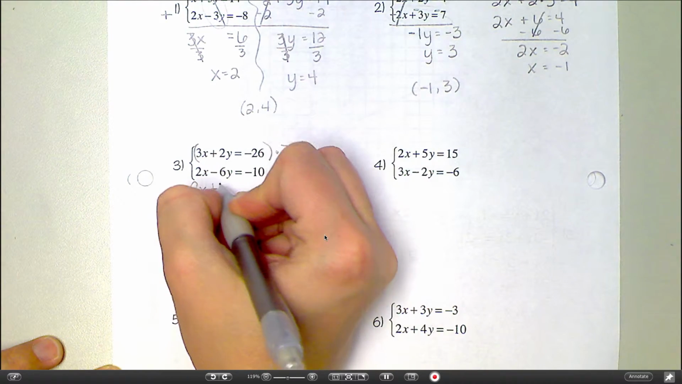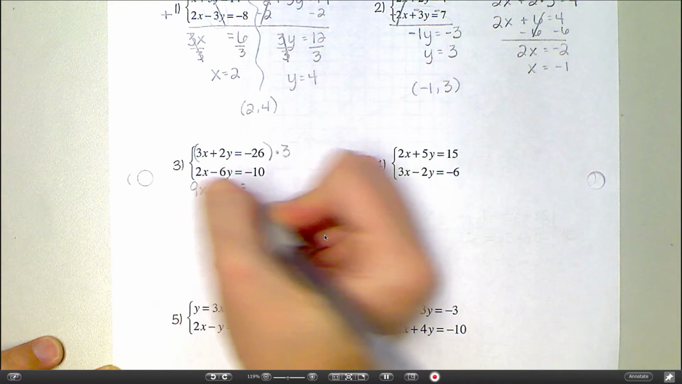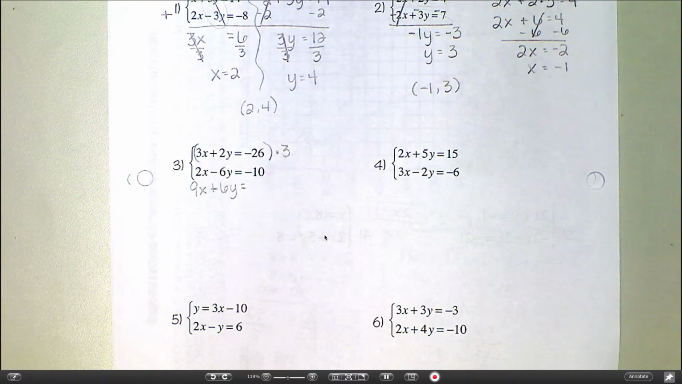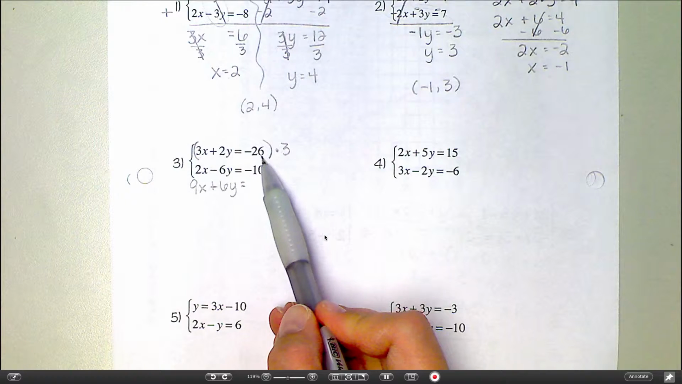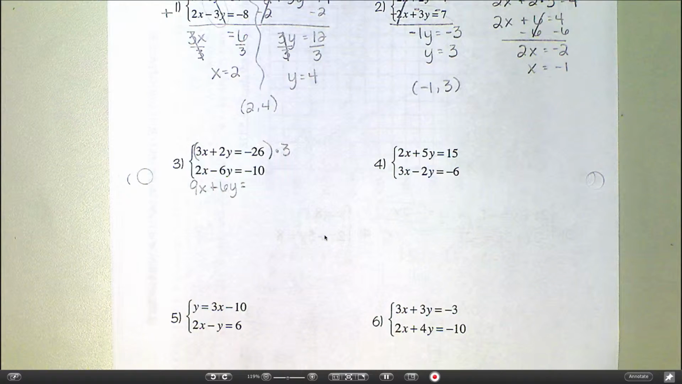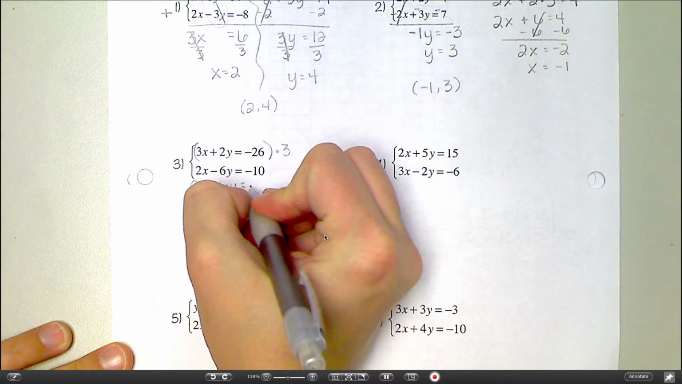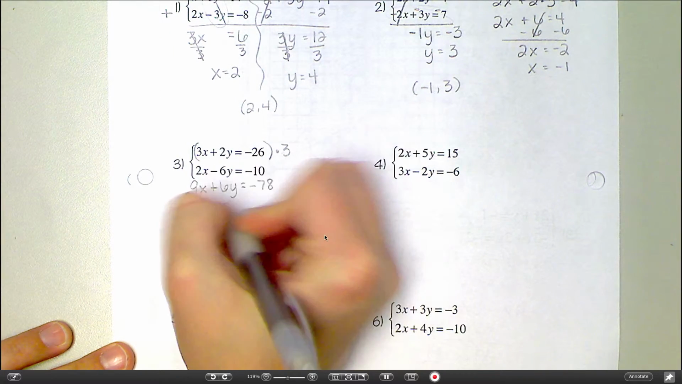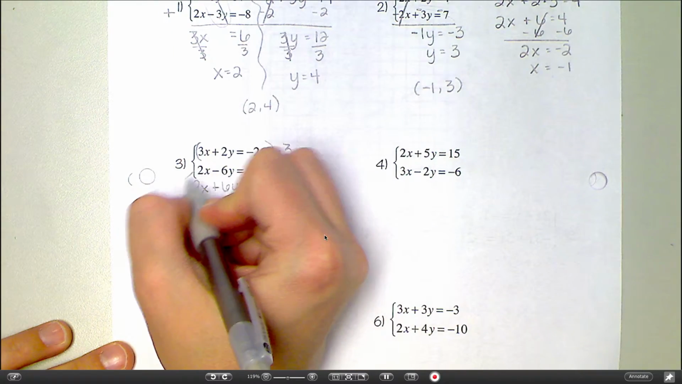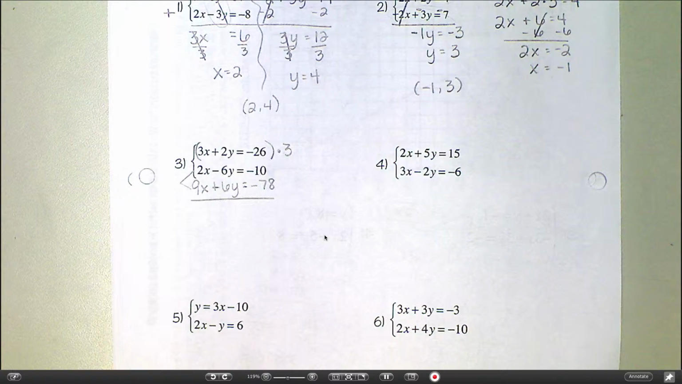plus 6y equals, and don't forget, this is the biggest thing that people forget. This number at the end needs to be multiplied by the 3 also. I think that's going to give me negative 78. Am I right? Okay. Now I'm going to take these two equations and add them together. Okay. So I took my top equation, I multiplied everything by 3, which is totally legal in equation solving.